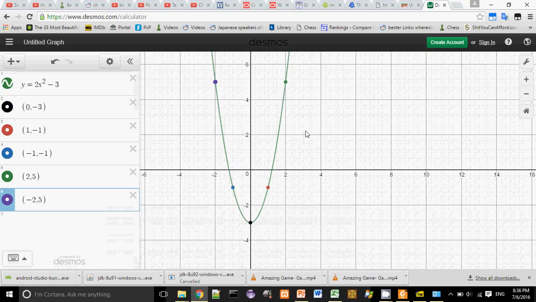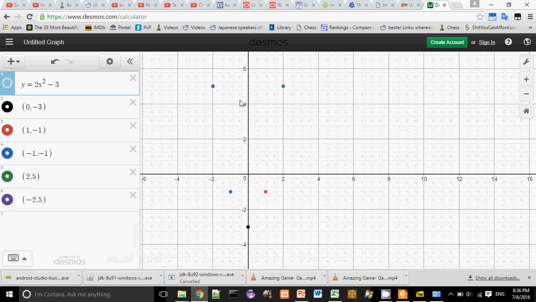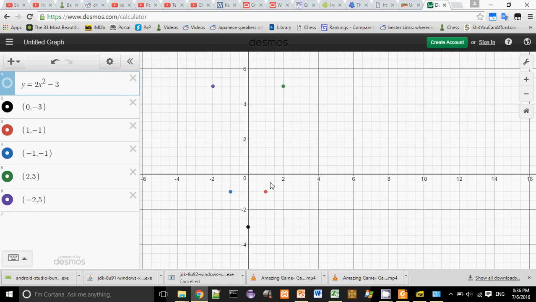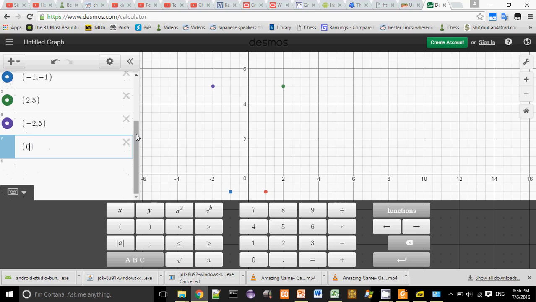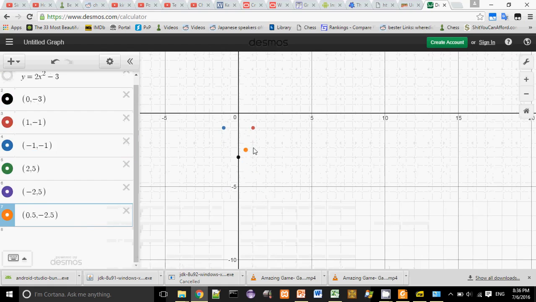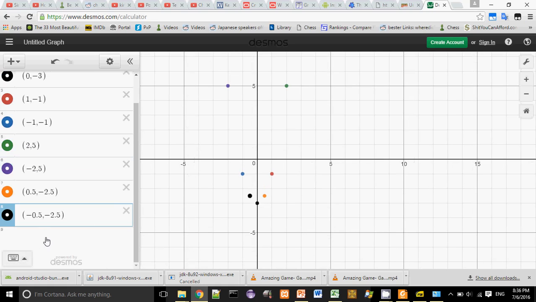Let's see. Ta-da! So what you would do, you would just get these points. Let's get rid of that. You'd see that, and then you have to be smart enough to connect it. You can also do fractions. So if you did a half, a half squared is a quarter, double it, you get a half, minus 3. I'm just demonstrating it. That's what I got. You get that point, and the same on this side. That point. That starts to give you more of a picture. Okay?